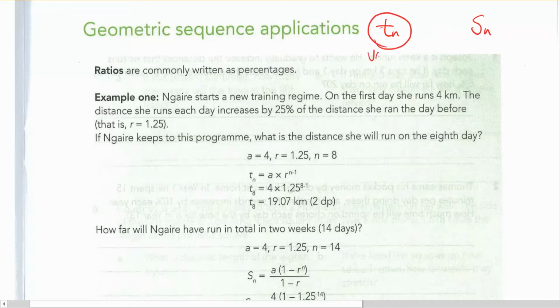So this is for a single value. This is like on a day, how much after an hour, and this is your total, or your sum, or words like all together.